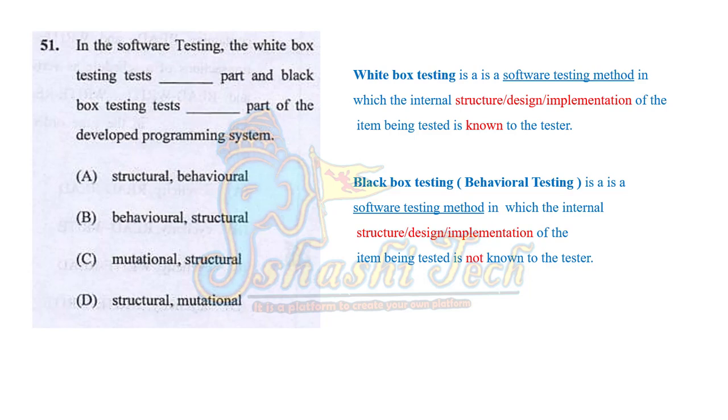Let us see the second one, that is black box testing. It is also called behavioral testing. You may be observing in the options there is an option called behavioral. Then you can see there are two options containing behavioral, option A and option B. You need to cancel these two options, that is option C and option D are neglected.